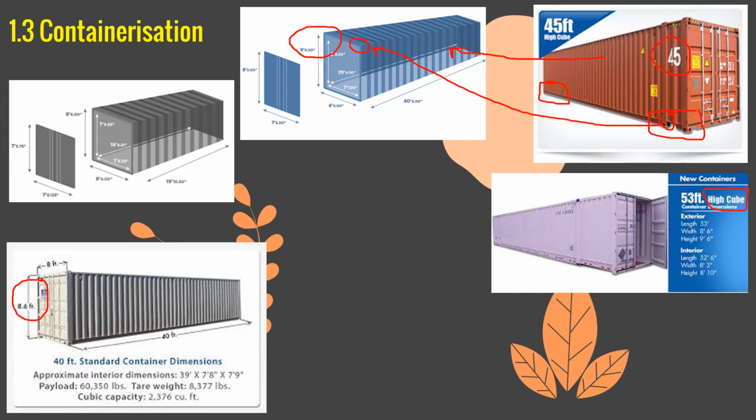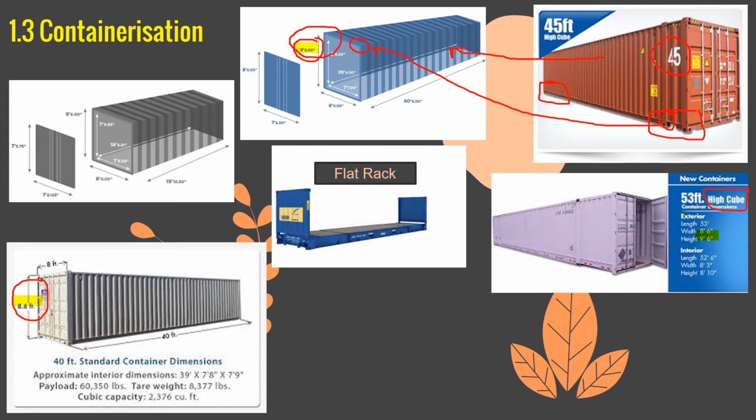Remember, why do we use the word high cube? High cube because their height is 9 foot 6, which is higher than the usual 40 footer container. Right? For normal one is 8 foot 6, but the high cube is 9 foot 6. So 45 foot container is also 9 foot 6. Then the 53 footer is also 9 foot 6. Alright, all this is just the length. You see, a 53 footer is very, very long. But they are not popular.